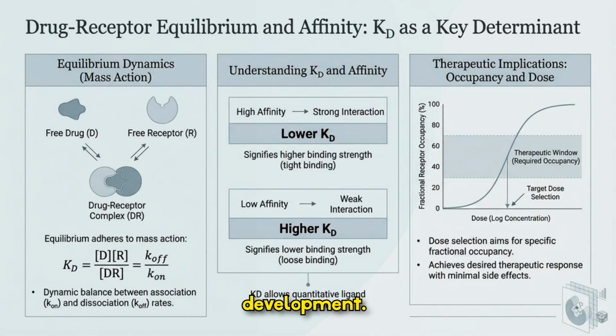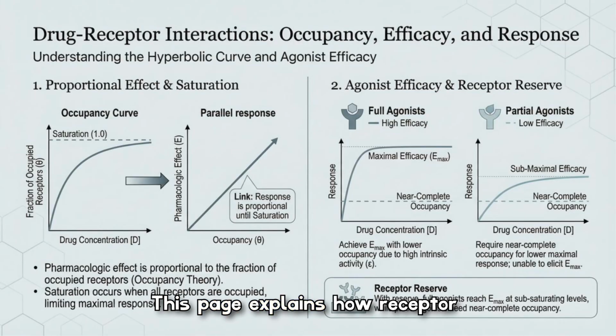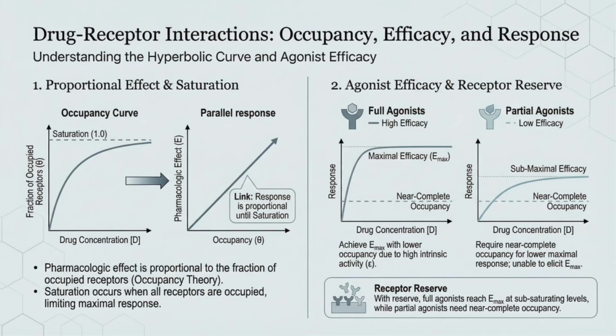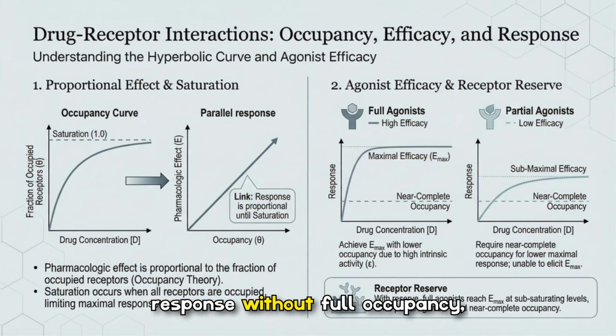occupancy decisions during development. This page explains how receptor occupancy relates to pharmacologic effect via a hyperbolic curve. Response rises with more occupied receptors until saturation limits further effect. The slide also highlights receptor reserve, where full agonists can reach maximal response without full occupancy, whereas partial agonists produce sub-maximal responses even at saturation, shaping therapeutic expectations and dosing strategies.